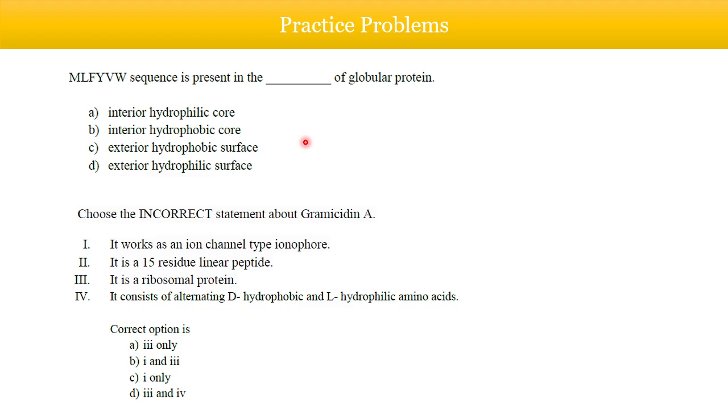The next one says choose the incorrect statement about Gramicidin A. It works as an ion channel type ionophore. It is a 15 residue linear peptide. It's a ribosomal protein. It consists of alternating D hydrophilic and L hydrophilic amino acids. So choose the incorrect statement about Gramicidin A.